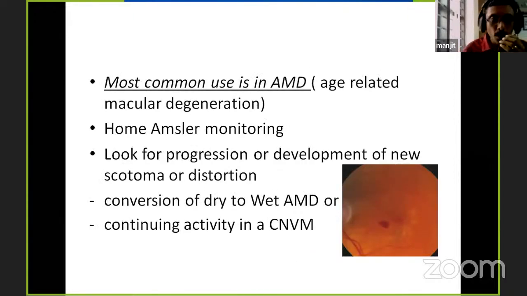If you ask what the most important use of the Amsler grid is, it is in the monitoring of AMD. A patient can be given a chart to do the monitoring at home. It helps in looking for the progression or development of a new scotoma or distortion. When you have a patient with dry AMD, he can be asked to periodically monitor his vision with each eye, giving an Amsler grid at home. If a patient develops a new scotoma or a new distortion, it may be a conversion of dry to wet AMD. Also in a patient with a silent or quiescent CNVM, development of a new scotoma or distortion may indicate new activity or continuing activity in the CNVM.